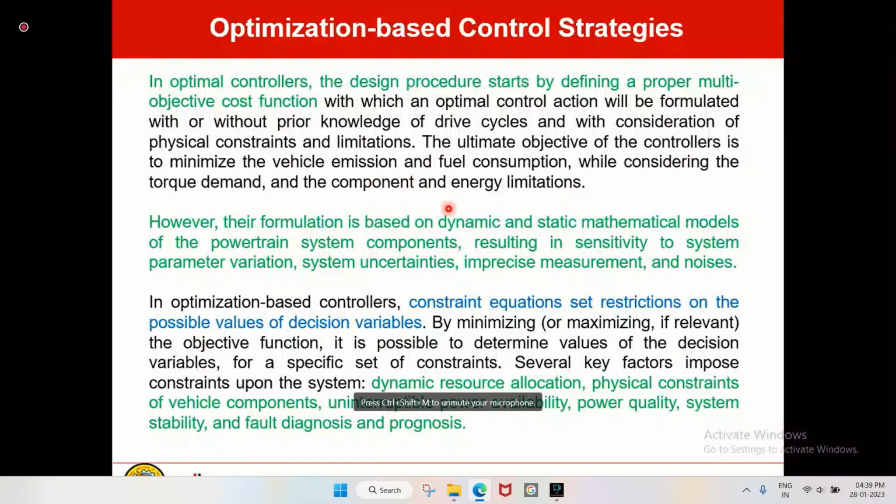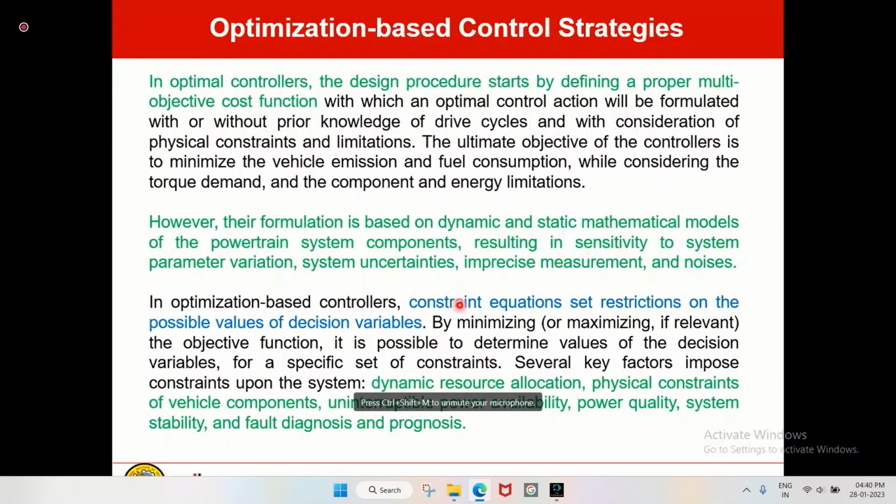And then there are, of course, multiple parameters that come in the picture. So that's why sensitivity analysis becomes very important, resulting in sensitivity to system parameter variation, system uncertainties, imprecise measurement, and noises. So what it means is, there are a number of parameters which are influencing this particular behavior, the power management issue. So if I make a change in one parameter, then what kind of effect can one expect on the outcome, right? So this is what is sensitivity.